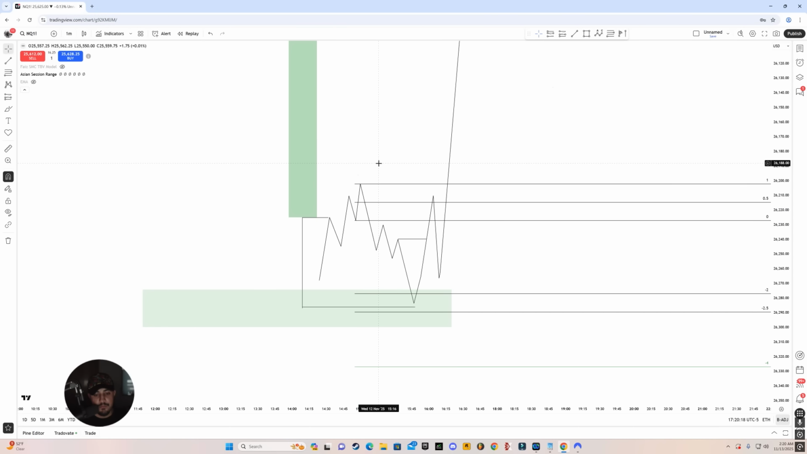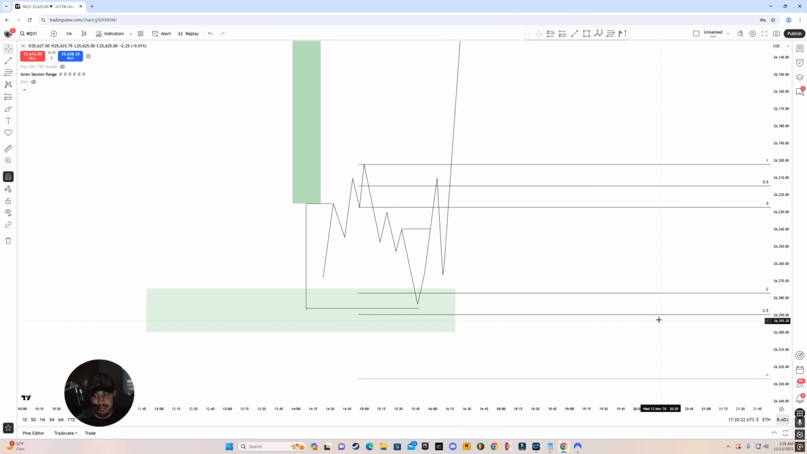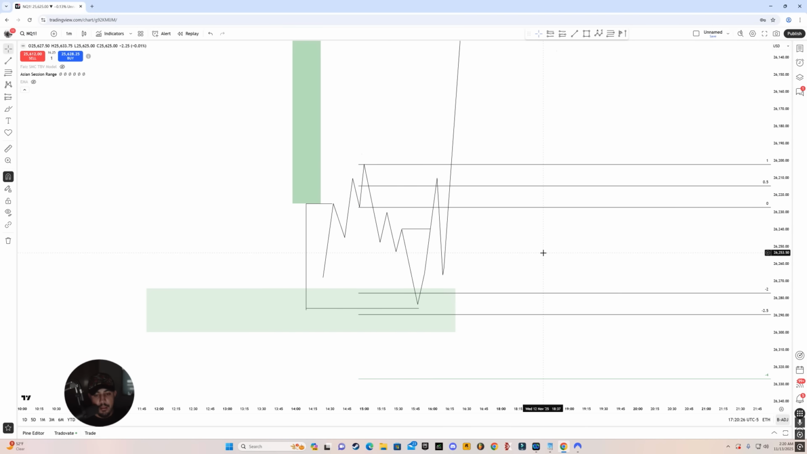Now the manipulation move usually ends at -2 and -2.5 of standard deviation. So these are the settings if you want to copy them. And if that aligns with our 15-minute fair value gap, that is an A+ setup for a live trading model. You can take that setup with your eyes closed.